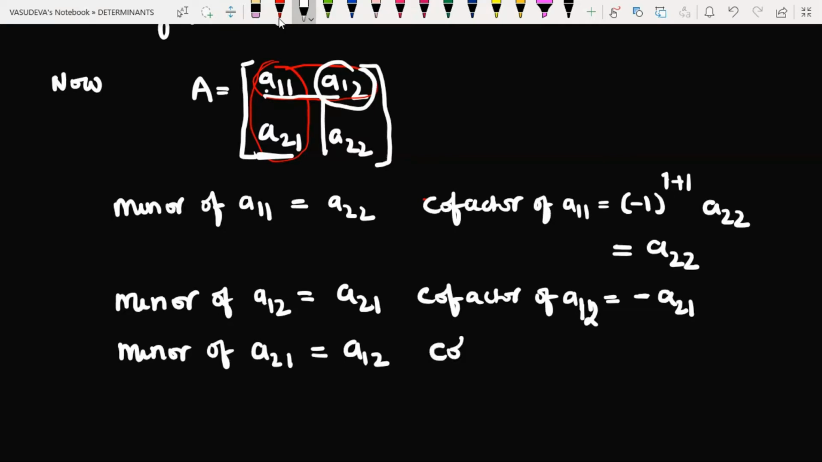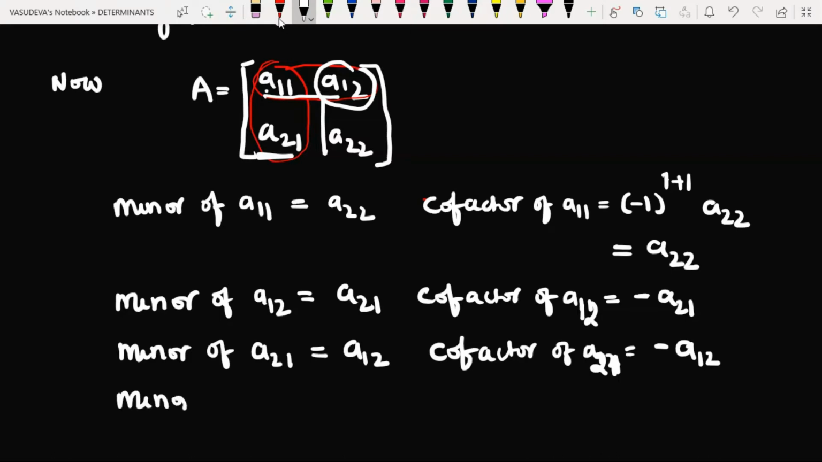So therefore cofactor of A12 is equal to, so 1 plus 2, again this is A21, sorry, this is 2, 1, this is 2 plus 1, 2 plus 1. Cofactor of A21 is 2 plus 1 is 3, therefore it is also minus A12, that is the minor of the element A21.